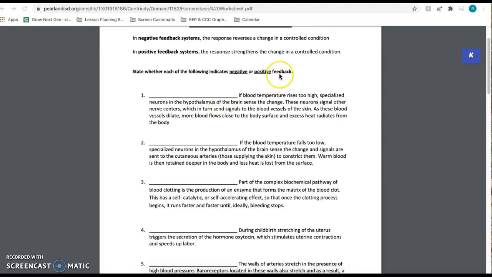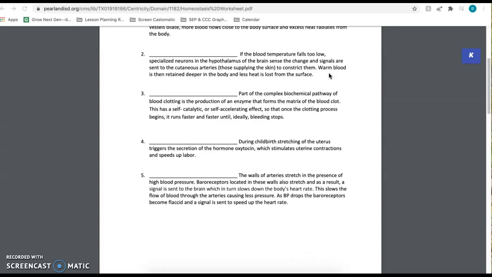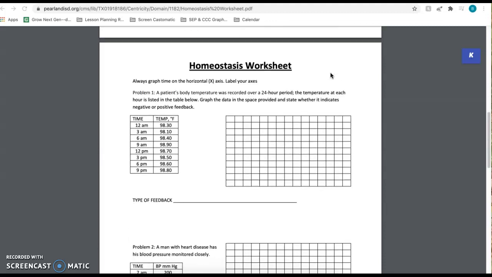If you are struggling with what those two words mean, please refer back to our notes from last week for homeostasis. In that video, I talk about both positive and negative feedback. When you get done with those, you're going to be doing some graphing. So if you're at home, I would make your own graph.